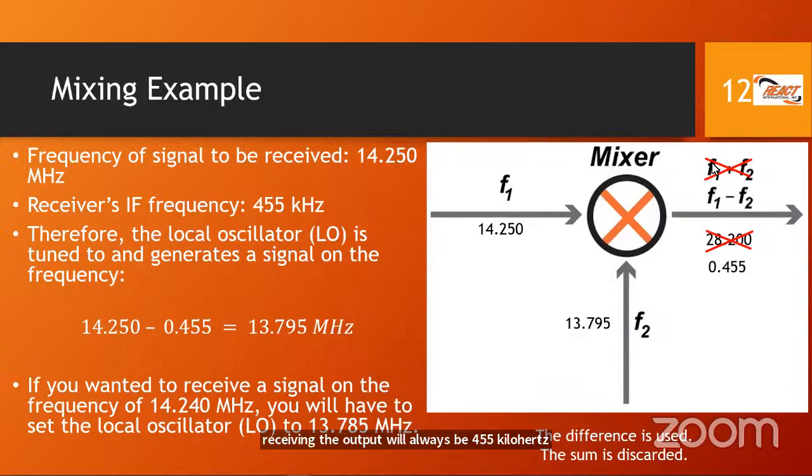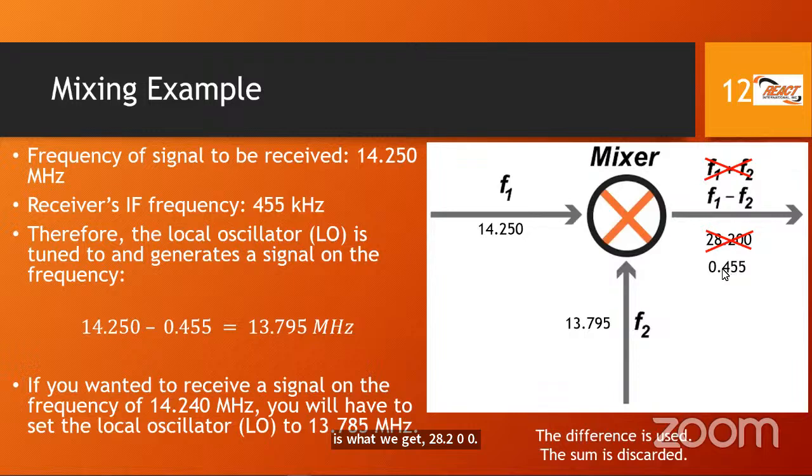We have the sum of the frequency F1 plus F2. So the frequency I want to listen to, plus our local oscillator, the circuitry locally inside of the radio that's generating frequency 2. When we pass through the mixer or heterodyning, we end up with a sum frequency F1 plus F2, but we're not interested in that at all. So we discard that. We actually will filter that out. When we add the two, this is what we get, 28.200. I'm not interested in that frequency at all.